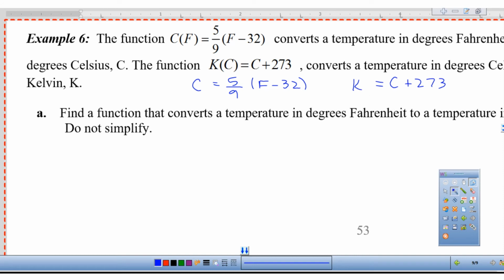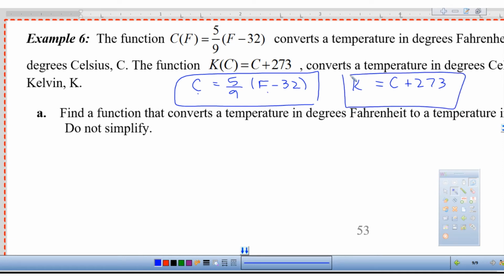Now, here's the hard part. See this right here? This converts Fahrenheit into Celsius. This converts Celsius into kelvins. Well, that makes sense because you throw in a Fahrenheit and out comes a Celsius. So it converts a Fahrenheit into a Celsius. This one you put in a Celsius and out comes a Kelvin.